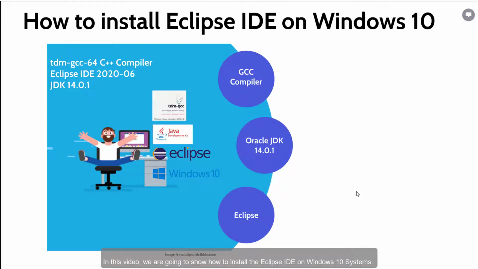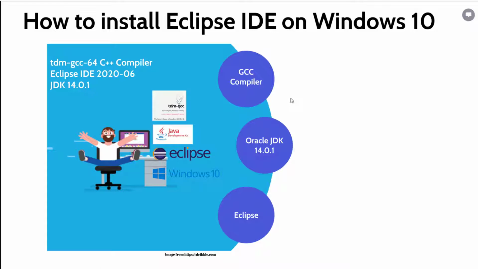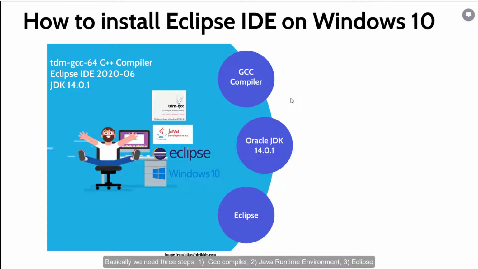In this video, we are going to show how to install the Eclipse IDE on Windows 10 systems. Basically, we need 3 steps. The first is the GCC Compiler, then the Java runtime environment, and the last one is the Eclipse IDE.